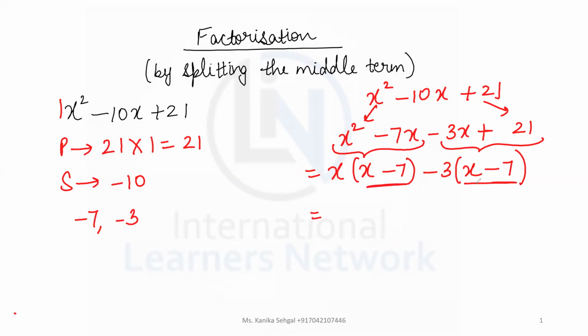Now these two brackets, they are same. We are going to take outside. We have x minus 7 outside and we are left with x minus 3. So x square minus 10x plus 21 can be written as x minus 7 times x minus 3.